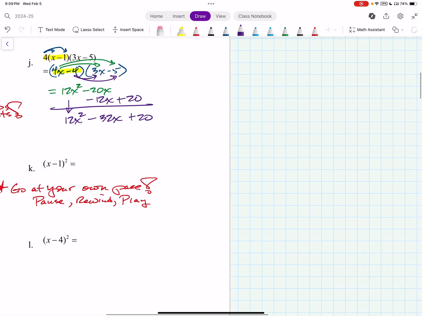Now, the next one's a little bit different here. What you want to do when you square a binomial is you want to expand it. Okay, so expand it first.